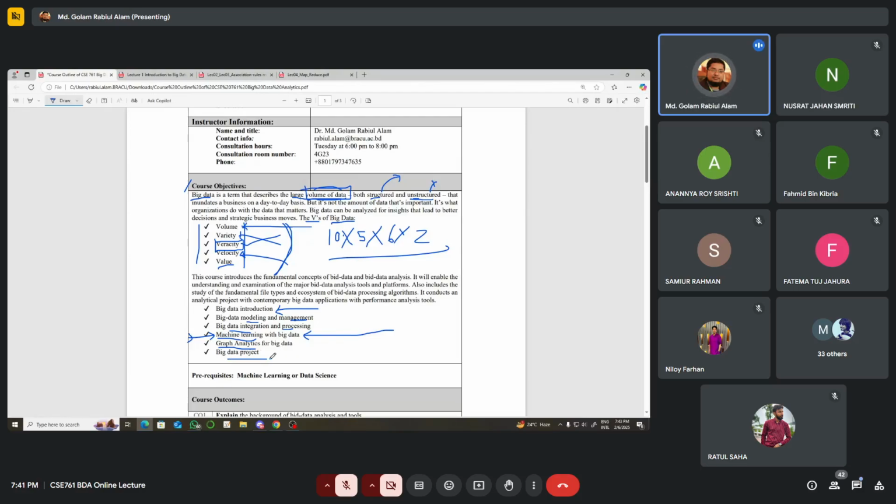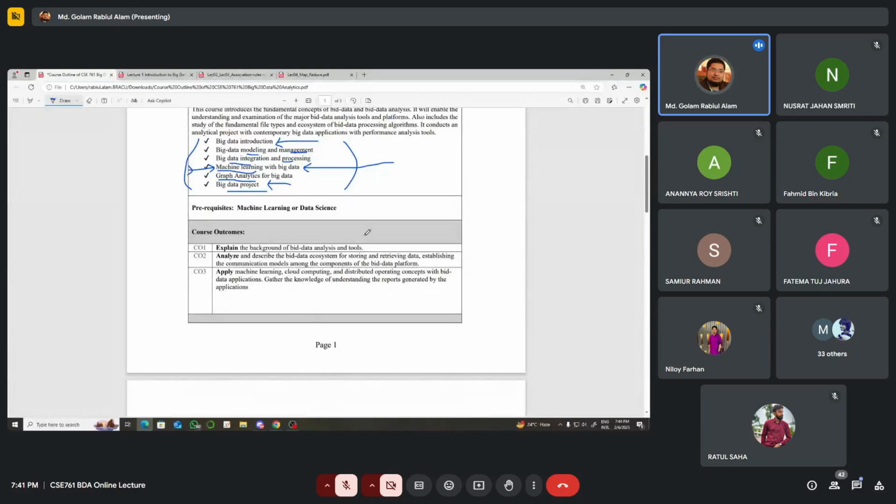And finally, the big data projects. That means we will develop a project. So these are the course structures we need to follow.